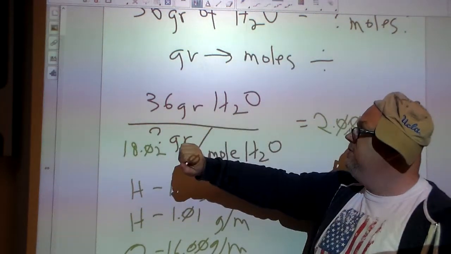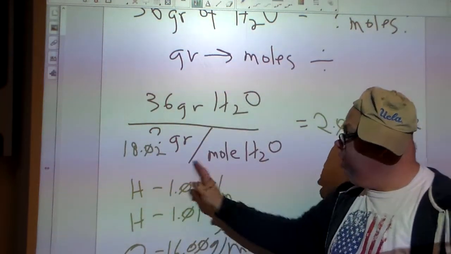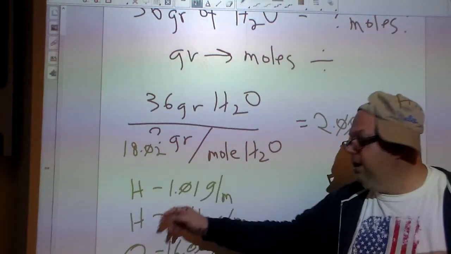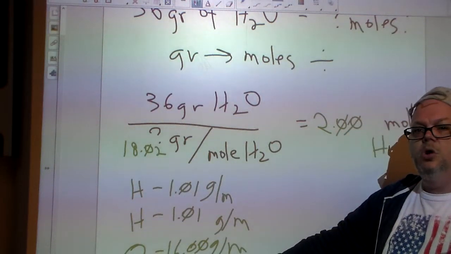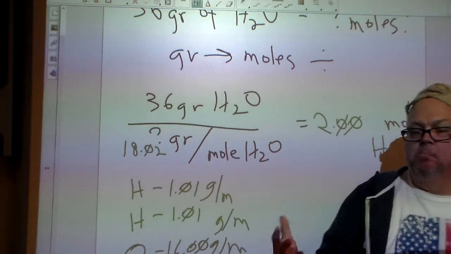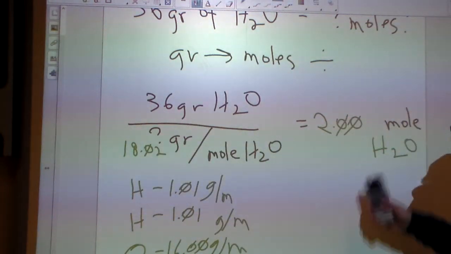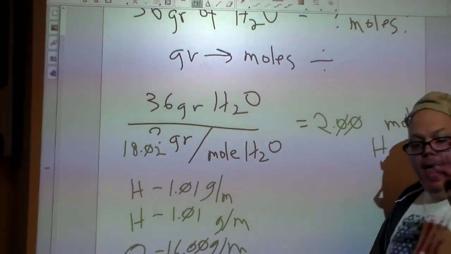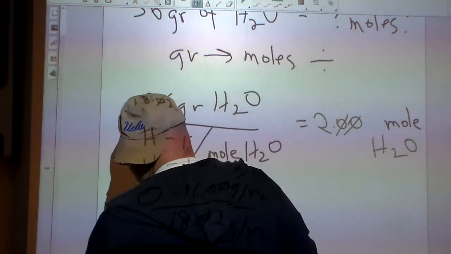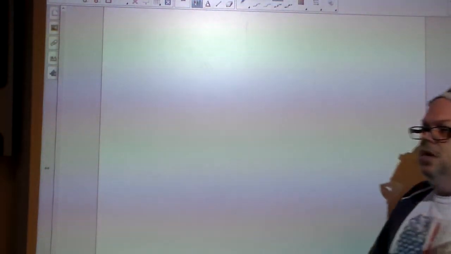So we had 36 grams of water. We calculated, using the information on the periodic table, how many grams there were in a mole of water. So 36 divided by 18.02, and we get 2 moles of water. Hey, let's go ahead and work through another one. Okay? Let's try another one.